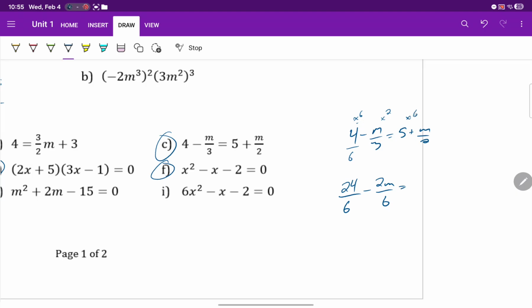I'm going to multiply this one by 6. That's going to be 30 over 6. And I'm going to multiply this one by 3. That's going to be plus 3m over 6. Once you have that, you can actually cancel out all of your denominators, and this just becomes a simple linear solving. So what I'm going to do here is I have 24 minus 2m plus 3m.